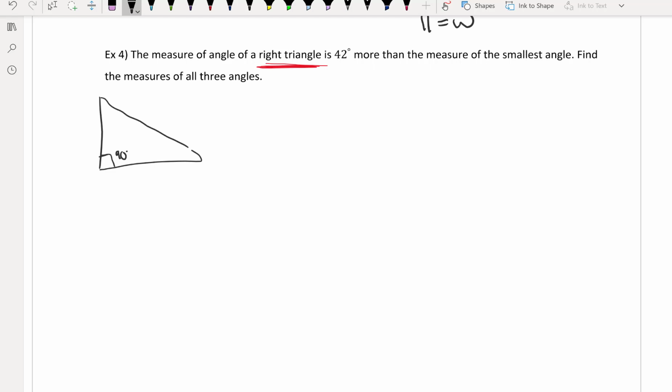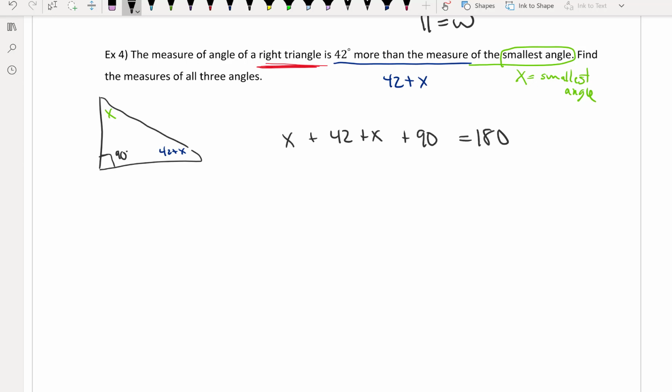So there's only two more angles that I don't know the values of. One of them is 42 more than the measure of the smallest angle. So again, the smallest angle, I don't know what that is, so let's call that X. Then the other one is 42 more than that, so 42 plus X. So I can add all of them together. So X plus 42 plus X plus 90 is equal to 180.